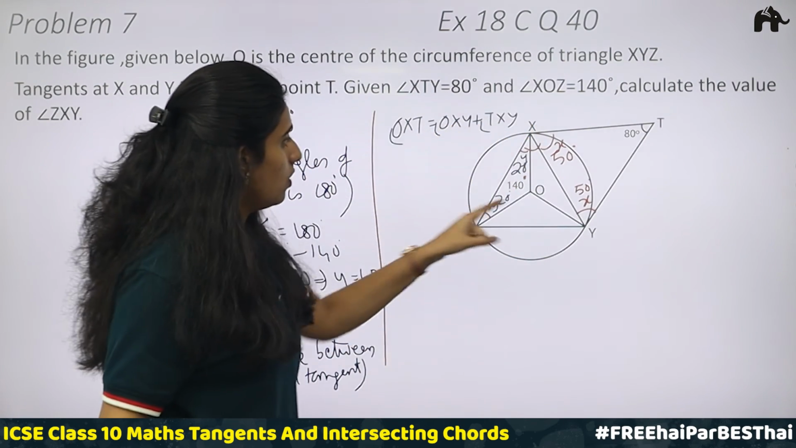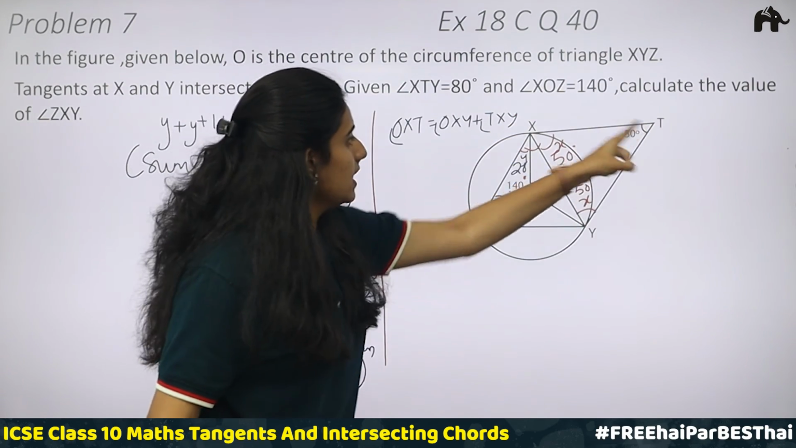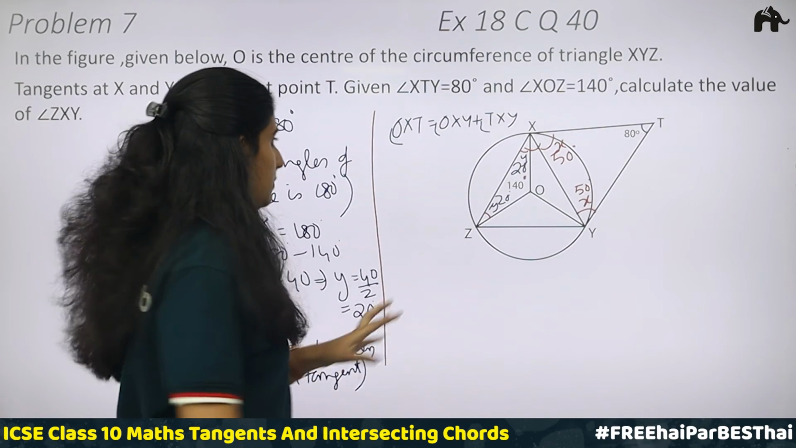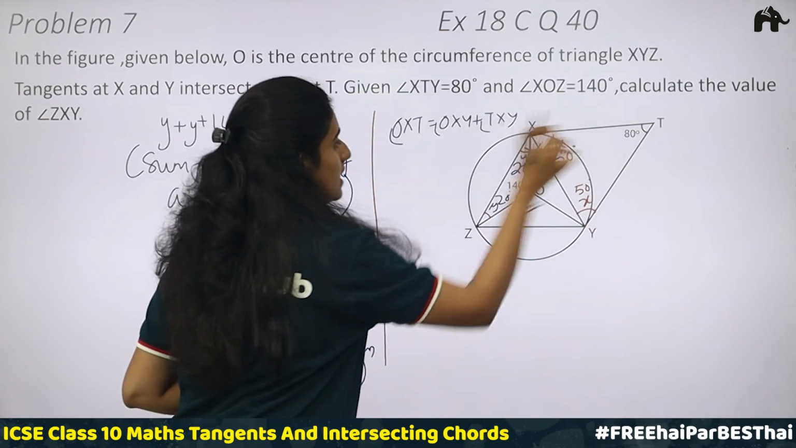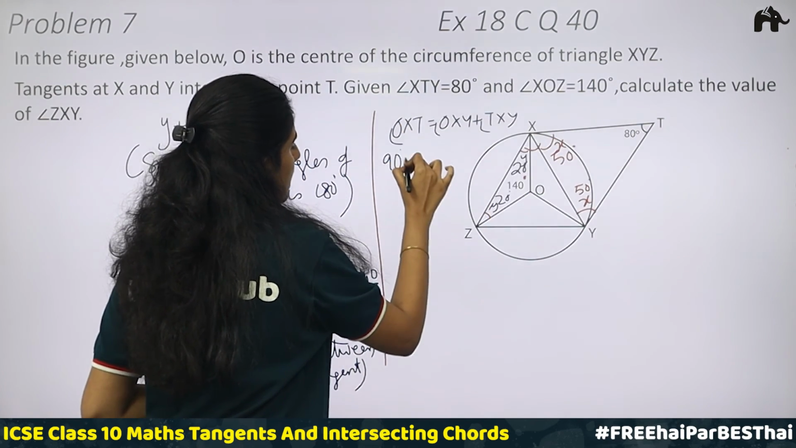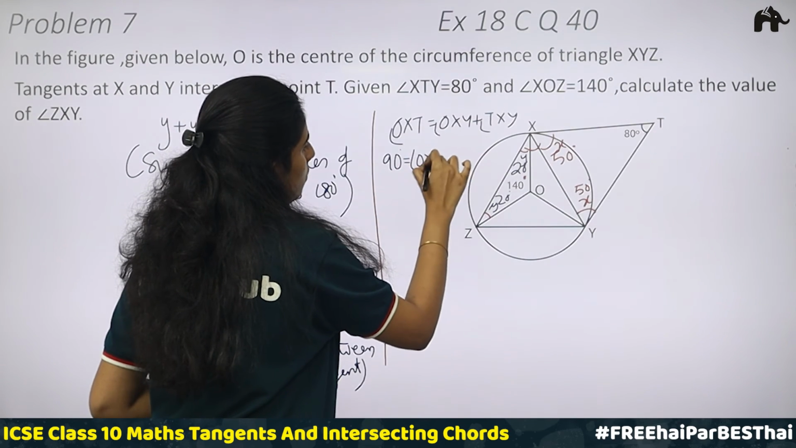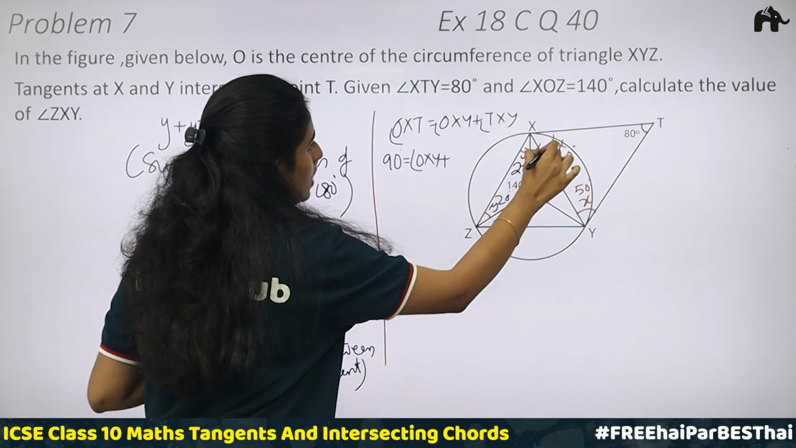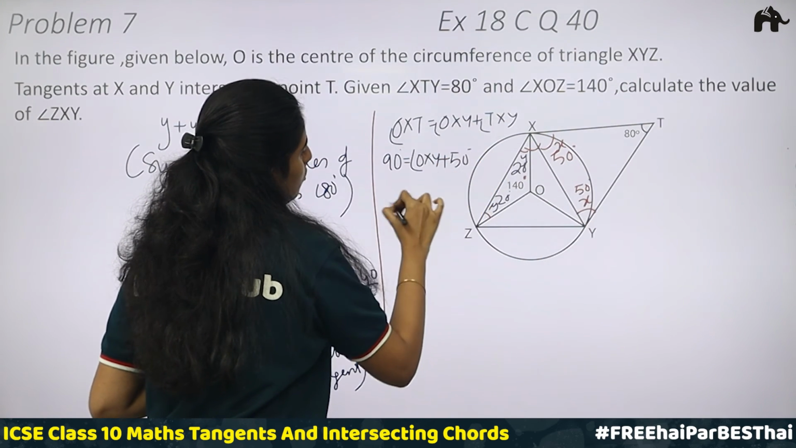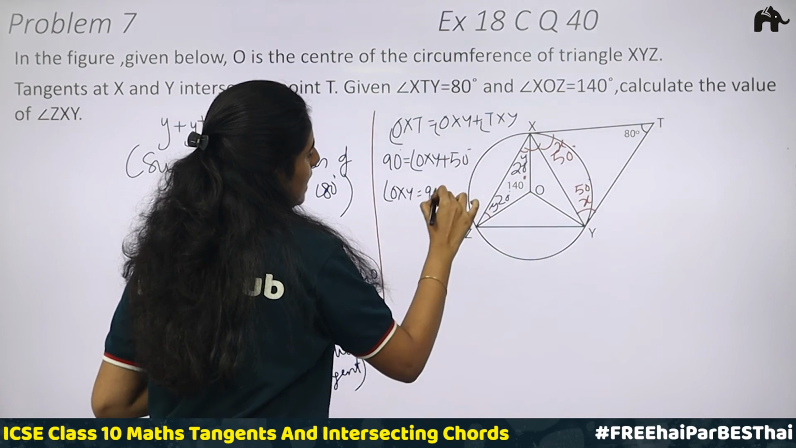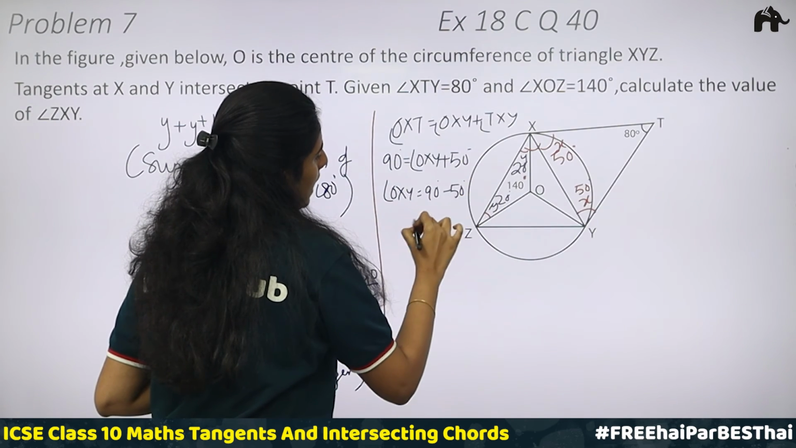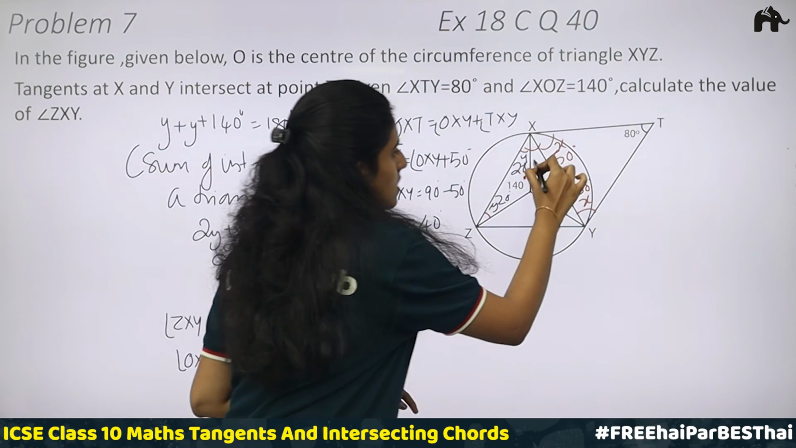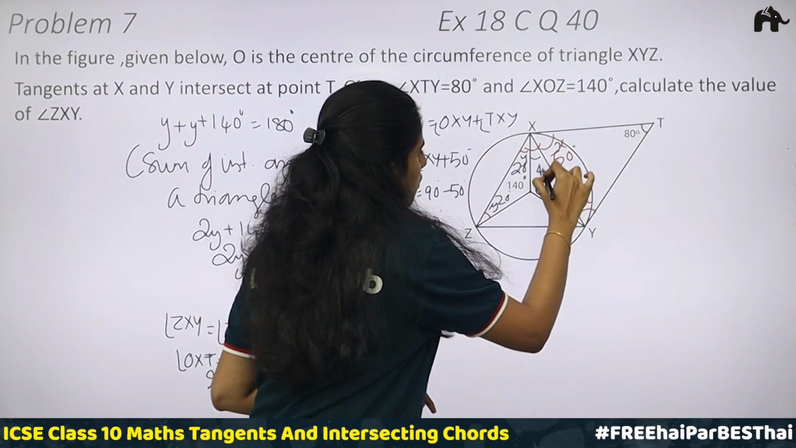Okay, TXY we had already determined, which is 50 degrees. OXT is 90 degrees. 90 degrees is equal to angle OXY plus TXY. TXY is equal to 50 degrees. Therefore, OXY will be 90 degrees minus 50 degrees, and that is equal to 40 degrees. So, we got OXY. This part, it is 40 degrees.